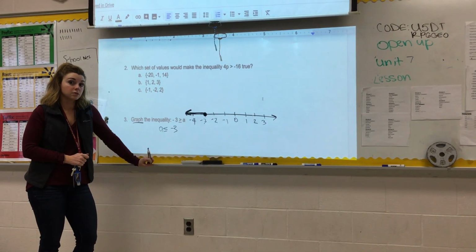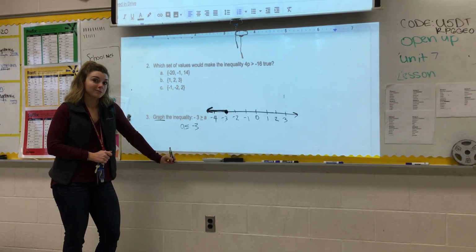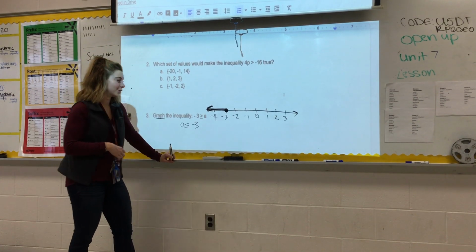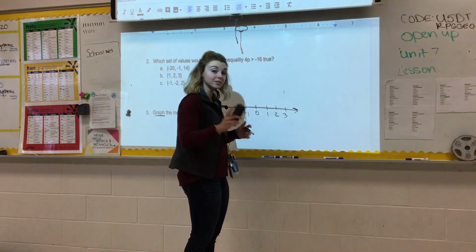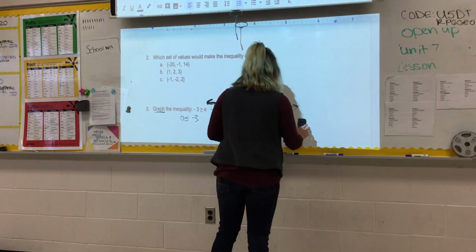Does that make sense? It does. I liked the alliteration of left is less. Alliteration, it's good stuff. And yes, I know, throwing those ELA skills in.